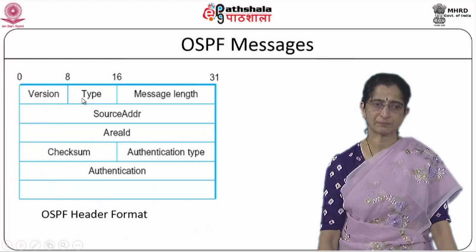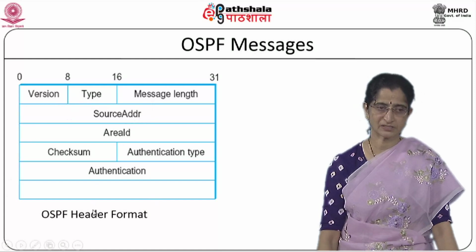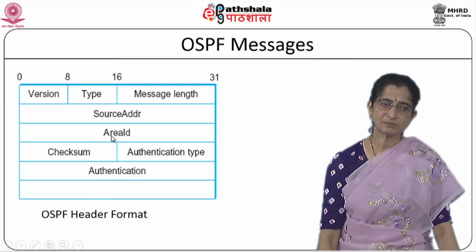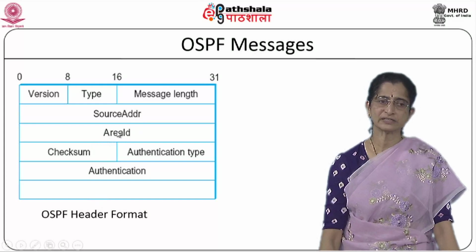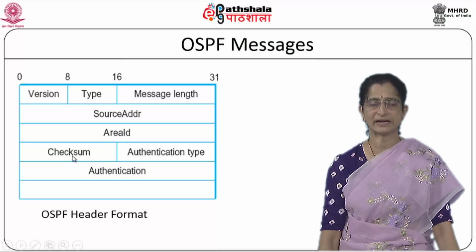Okay. So if you look at the OSPF messages, if you look at the header format, you can see that there is a version, type, a message length, source address. This tells you the address from which this OSPF message is generated. We have something called an area ID. We will come to what that is used for. Then of course you can see there is a checksum to make sure that there are no errors. I mean, at least you are able to identify errors.